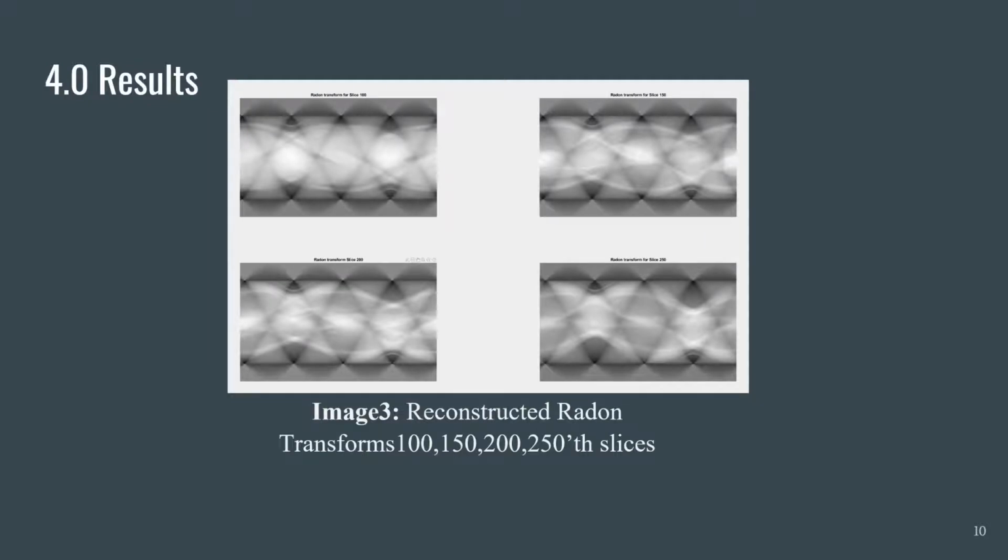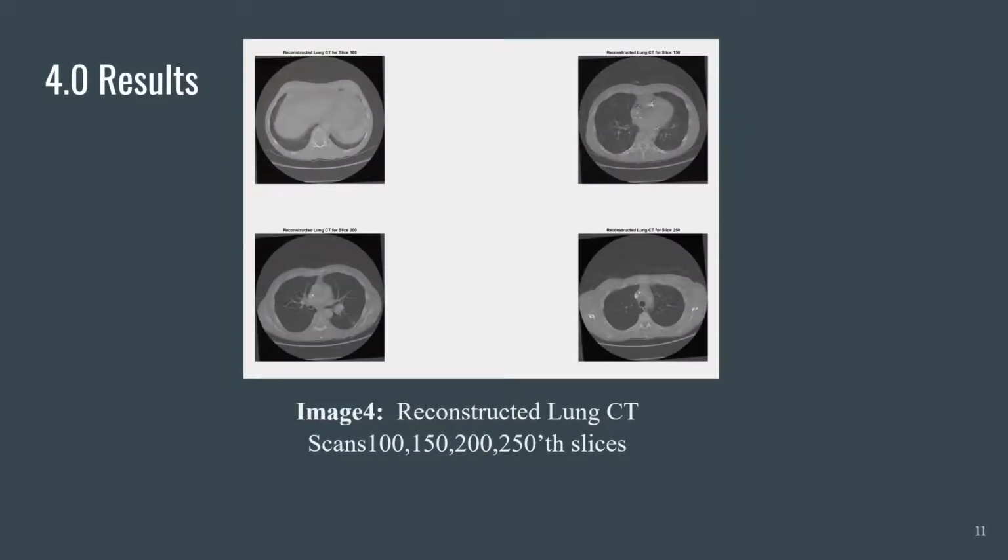Reconstructed radon transforms for these slices can be seen. And now we can see the algorithm I have developed. It reconstructed all the four different random slices. This is for the images.